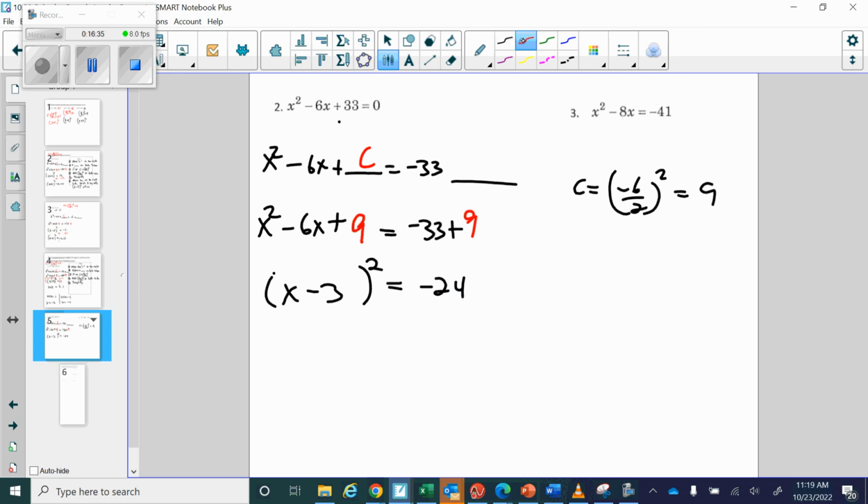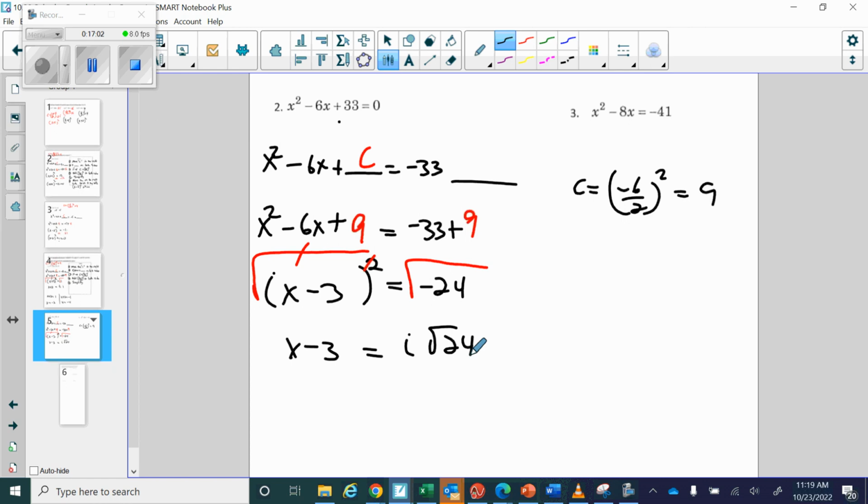So now, this is perfect for the square root method. Take the square root of both sides. That goes away, and now I'm left with x minus 3 is equal to, now you recognize I'm taking the square root of a negative number. So you know I'm going to get an i, an imaginary number. So this one gives me i square root of 24.